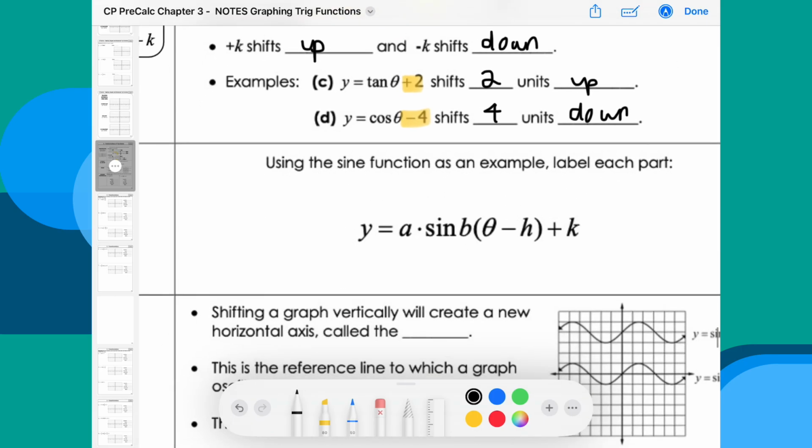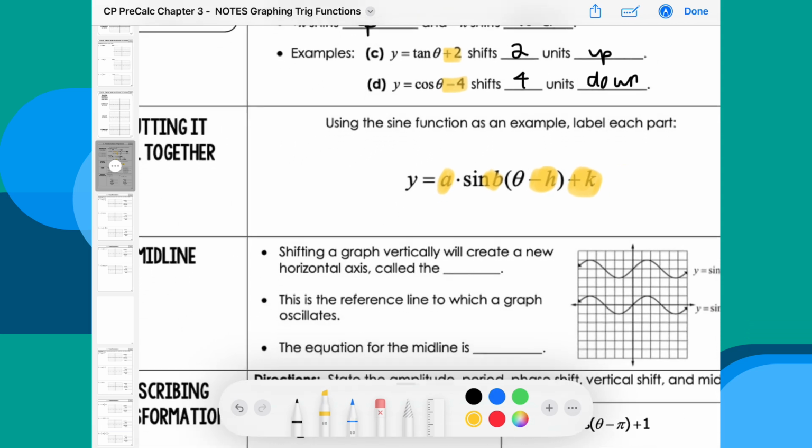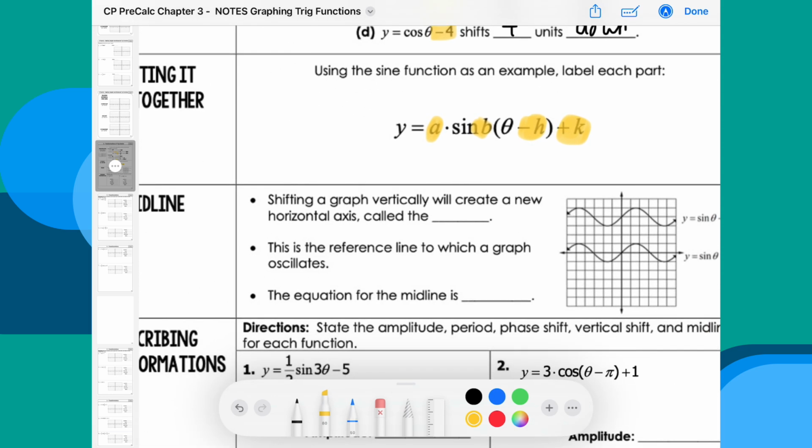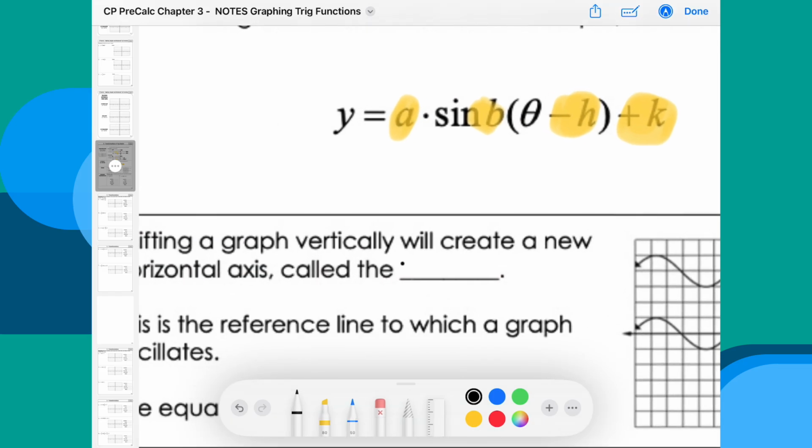Okay, just to refresh all of the things, we have our A, which is our amplitude. We have our B, which is the period length. We have our minus h, which shifts us left or right. It's shifting the period left or right. And then we have plus k, and that is our vertical shift up or down. When we shift up or down, what is happening is we are shifting what's called the midline. So here we are shifting the midline.